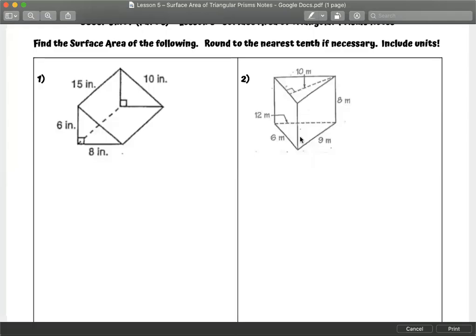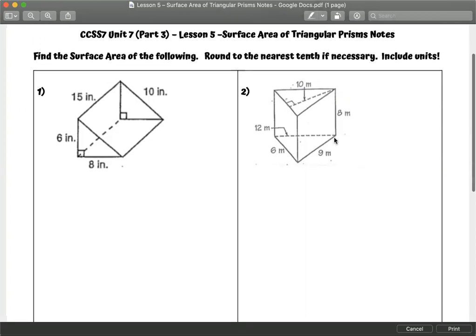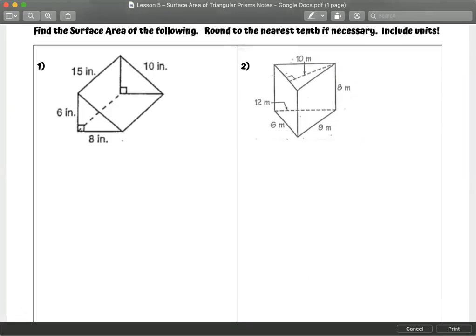All right, for this lesson, we are going to be looking at finding the surface area of triangular prisms. As a reminder, prisms have rectangular lateral faces, and two parallel and congruent bases. For a triangular prism, since a triangle has three sides, it will have three lateral sides.